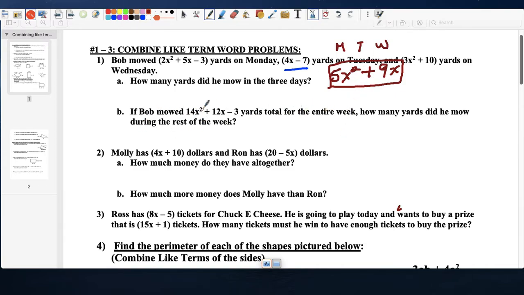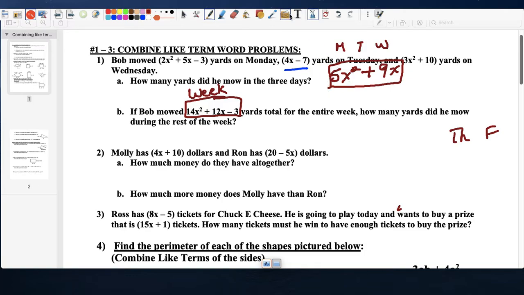It says there that for the whole week, he mowed this much. So how many more yards did he mow during the rest of the week? We know the total for the week, so this is the whole week. If we subtract the value of how many he mowed on Monday, Tuesday, Wednesday, whatever is left over would be the Thursday, Friday amount. So from the total that he mowed the whole week, we're going to subtract Monday, Tuesday, and Wednesday.